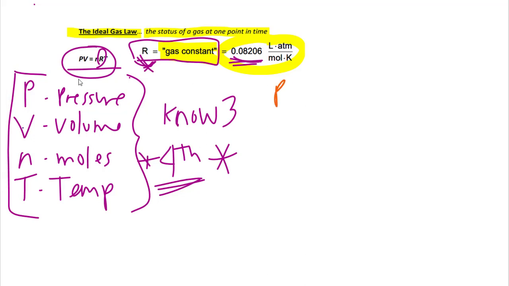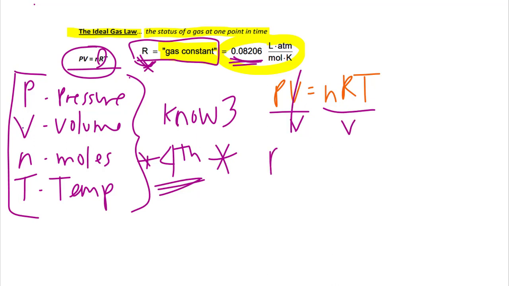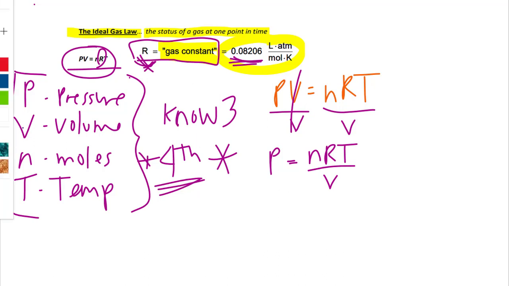So if we know that pressure times volume is equal to moles times the R constant times T, and I said, okay, let's solve for pressure, that means I need to get rid of what pressure is attached to. In this case, pressure is attached to volume by multiplication. So using algebra, I need to divide by volume on both sides. So pressure is equal to nRT divided by volume. And hopefully you feel pretty comfortable with that.